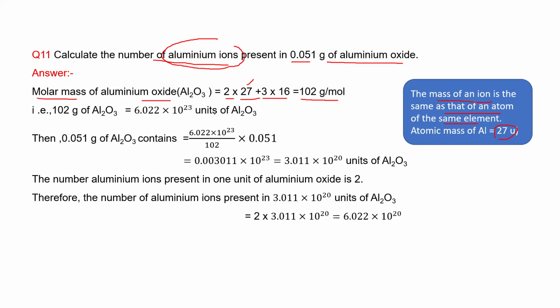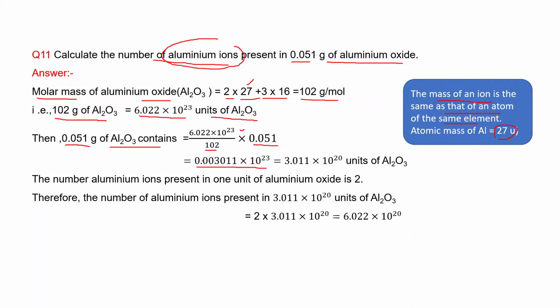What is the meaning of this? It means 102 gram of aluminium oxide contains 6.022 into 10 to the power 23 units of aluminium oxide. Okay. That's why we can say then 0.051 gram of aluminium oxide contains 6.022 into 10 to the power 23 divided by 102 multiplied by 0.051. If we solve it, 0.003011 into 10 to the power 23.